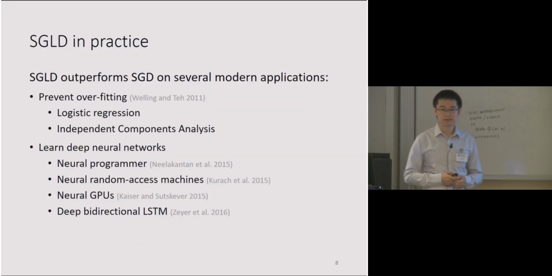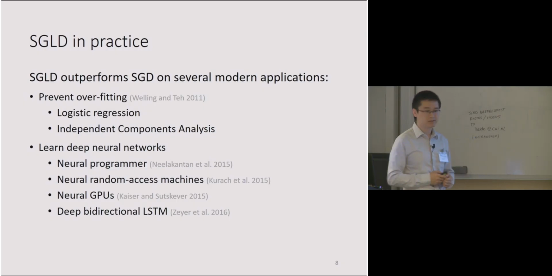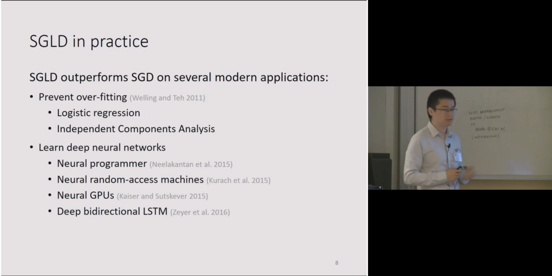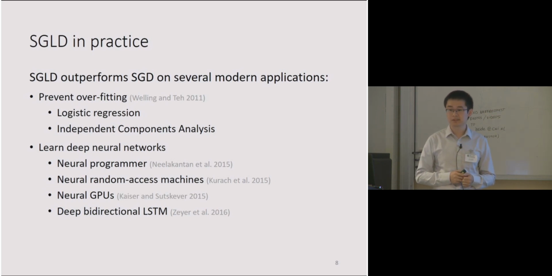Because of this good property, there are many successful stories of using SGLD for solving real problems. People find that the algorithm is useful in preventing overfitting and also improves the learning for very complex models like neural Turing machines or deep LSTMs.